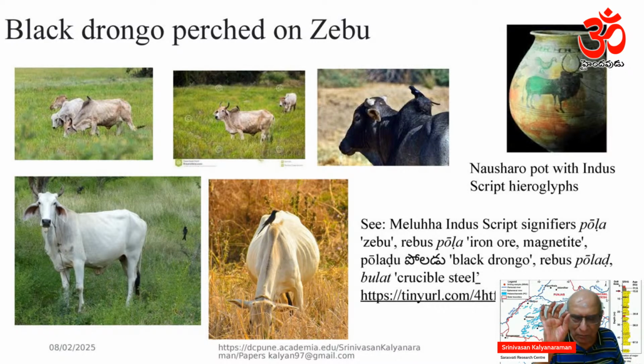Polladu and pollad. Polla is magnetite ore. Pollad is steel. Polada is steel. Bolad in various languages of Asia, Eurasia, Russian, Slavic, Persian. And India was very famous for the production of steel. Alexander came in search of steel from Bharat. Next, please.